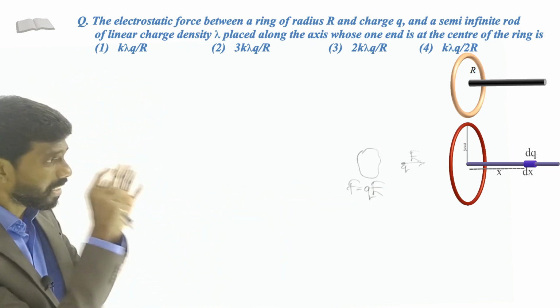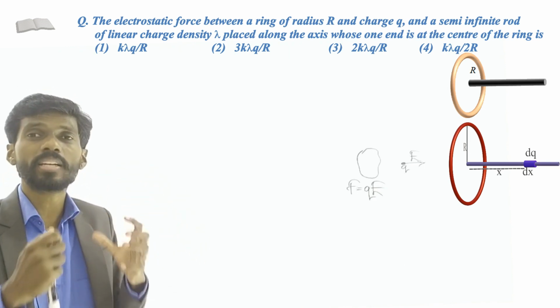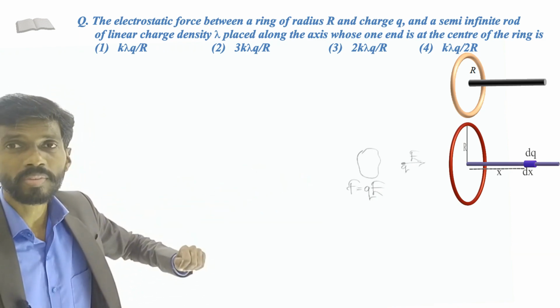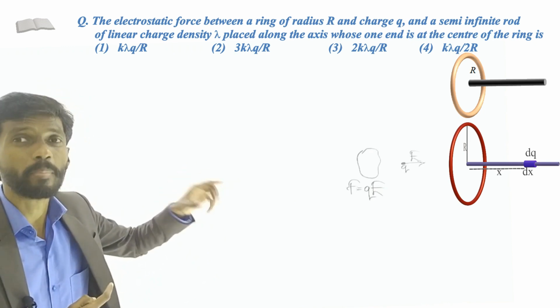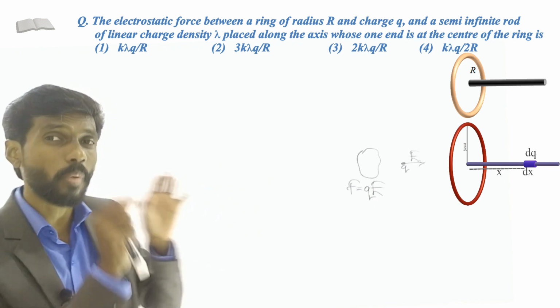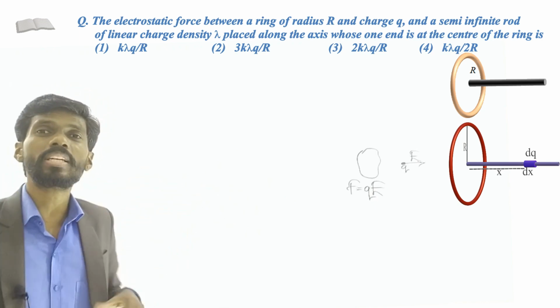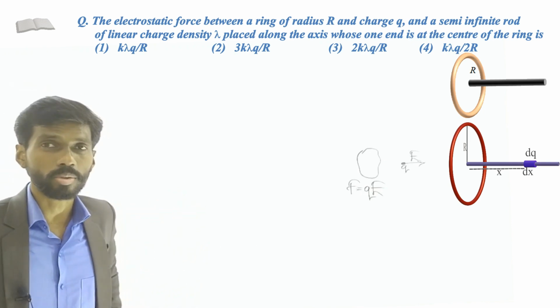This small portion can be treated as a point charge, because the length dx is taken to be very small. So now we will find the electric field due to the ring at that point and multiply by that charge, and we will get the force due to the ring on that small portion of the rod. But we need the force on the entire rod, so we have to use integration. That is the method we are going to use.